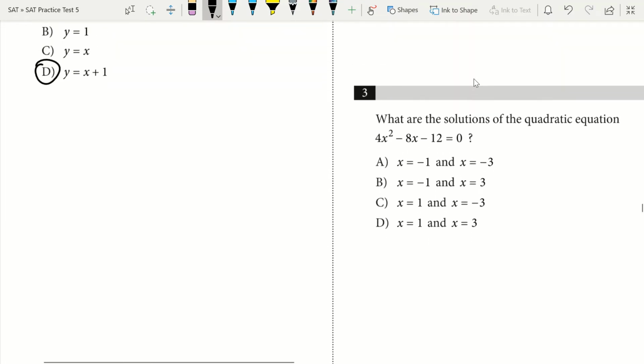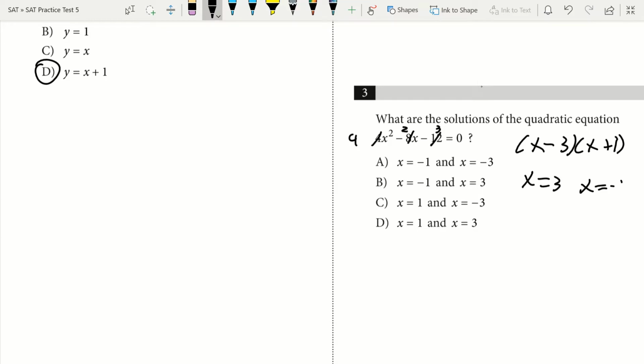Question 3, what are the solutions of the quadratic equation 4x squared minus 8x minus 12? I can factor 4 out here because they're all multiples of 4, and that'll leave me with x squared minus 2x minus 3. I can factor that, and I can say that that's going to be x minus 3 times x plus 1, which means that my solutions then will be x equals 3 and x equals negative 1, which is answer choice B.